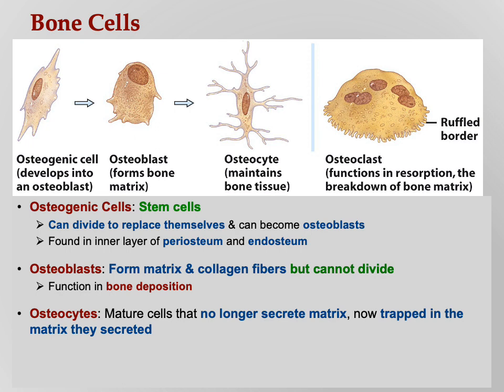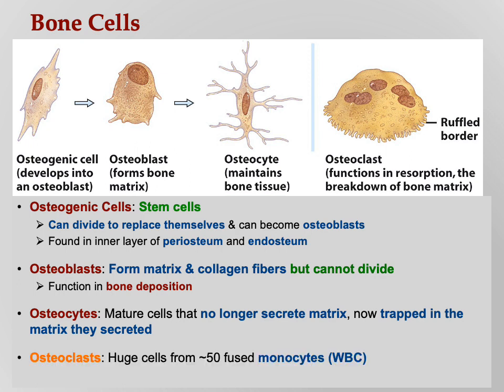So once you finish building the shed, you're trapped inside. That's what happens to the osteoblast. Then it finishes its maturation and becomes an osteocyte. So osteocytes no longer secrete the matrix. They're trapped in the matrix they secreted. All right? So that's one line of cells. Notice the osteogenic turns into the osteoblast, which turns into the osteocytes. So those three cells are closely related because one turns into the other and then turns into the other.